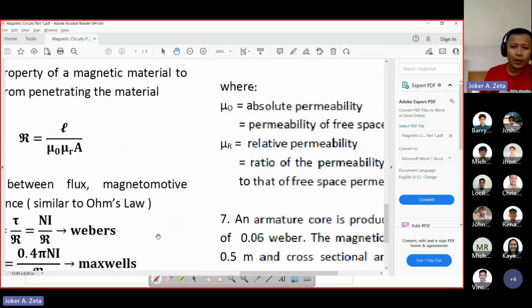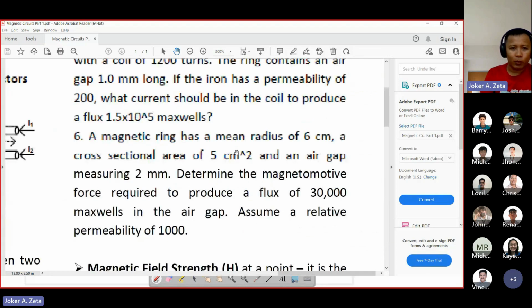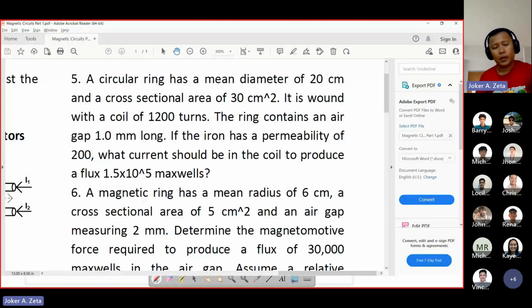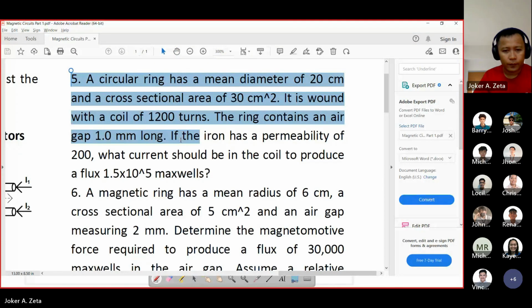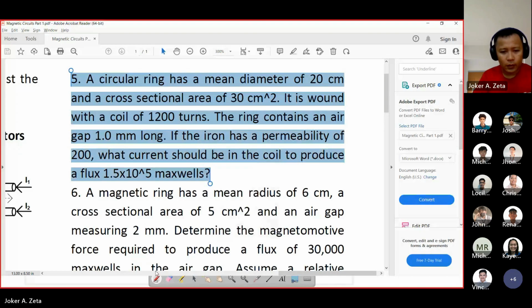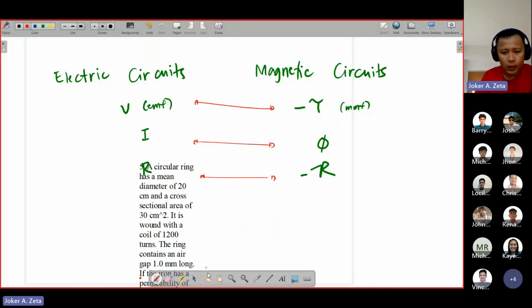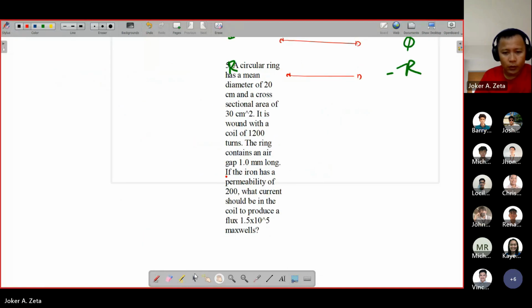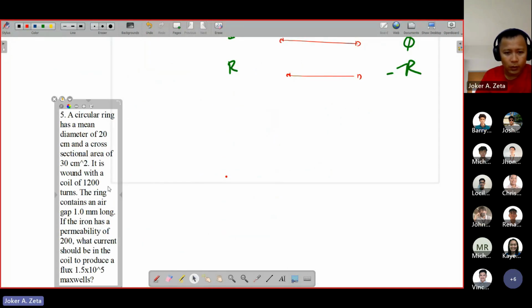Let us apply this to an example. Example number 5: circular ring. Here, let us solve.